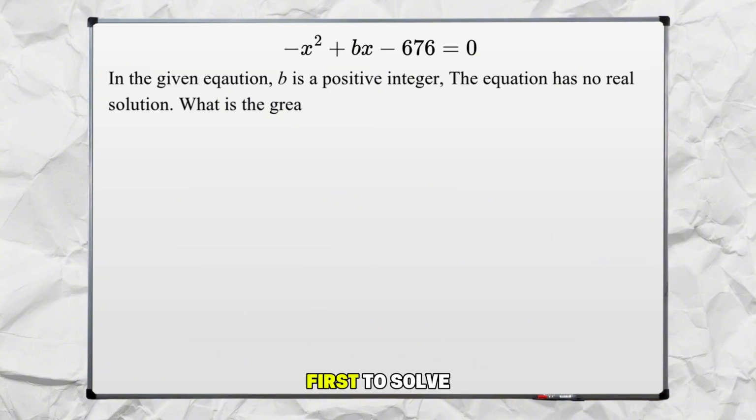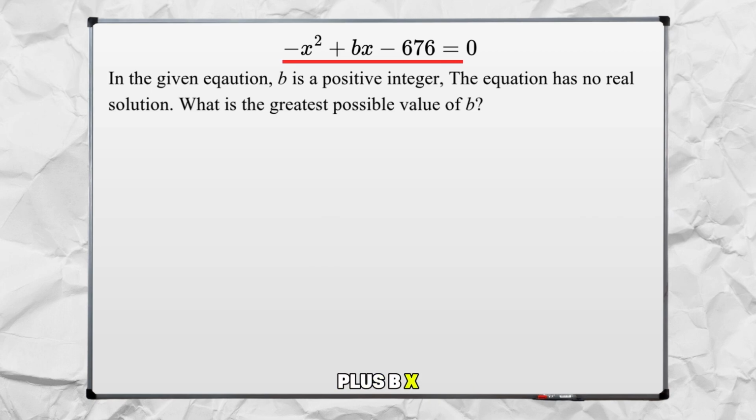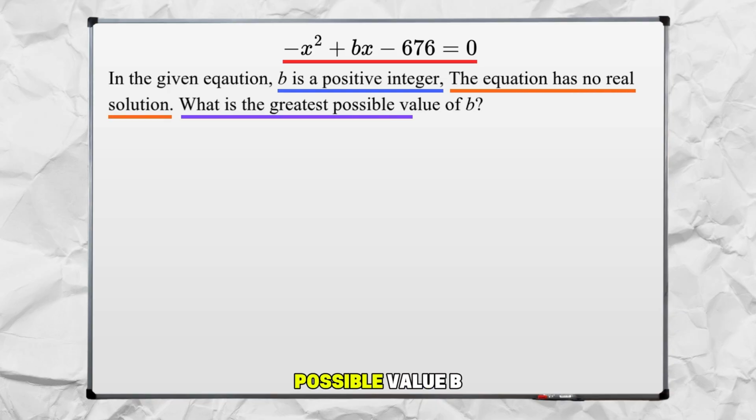Okay. First, to solve any problem, especially on the SAT, we first have to identify two things. First, what we're given: negative x squared plus bx minus 676 is equal to 0. We're also given that b is a positive integer and the equation has no real solution. Now, what we are looking for is the greatest possible value of b.